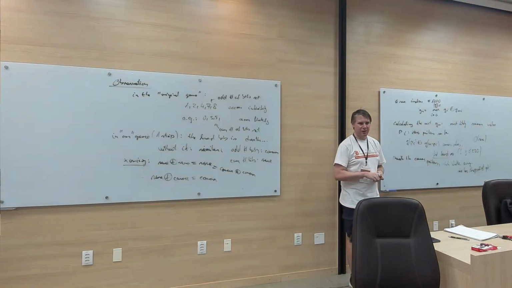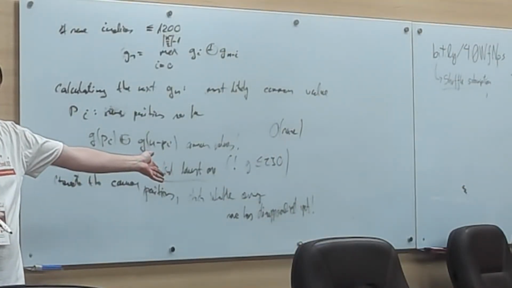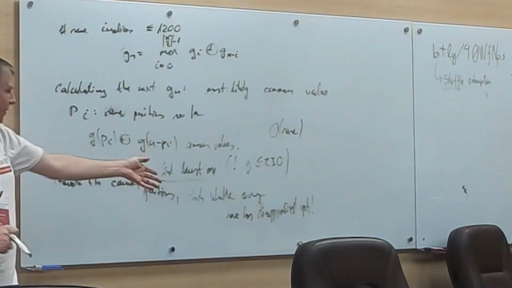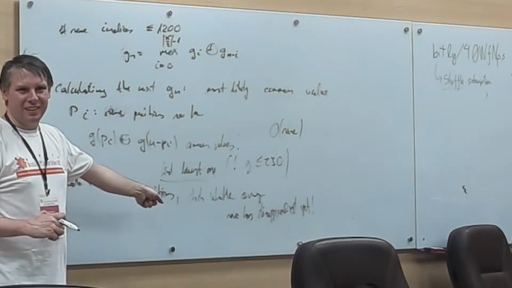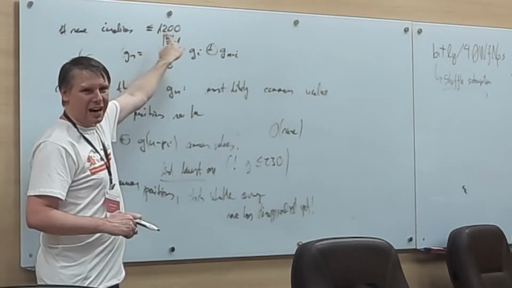And if yes, you don't need to continue, so you don't need to iterate every common position. If not, then in the worst case you have to iterate every common position to get one of the rare positions.